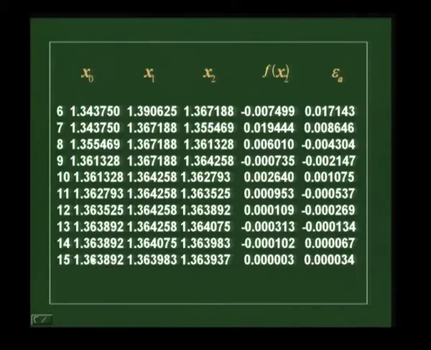So that is what we have obtained, and we can see that the function has gone very close to 0, though it is going to 0 very slowly here. But the epsilon a, you can see how fast it is decreasing in this case. So definitely this is a better method of determining the accuracy of our root, by looking at this epsilon a, which is x2 new minus x2 old divided by x2 new.